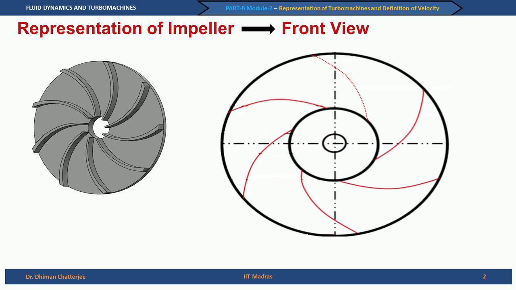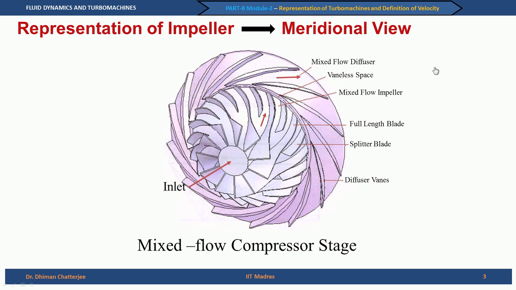This is also sometimes known as the blade to blade view, because I can visualize the flow that is taking place in a vane passage between the two blades. But there is yet one more representation of an impeller which is very important in turbomachine work and in turbomachine literature. This is known as the meridional view.